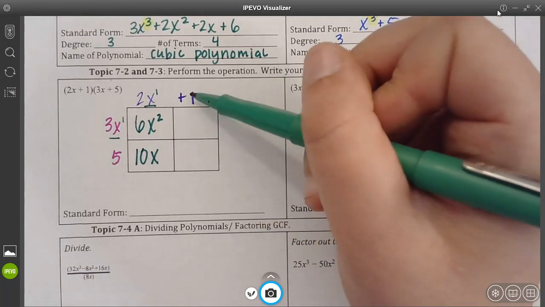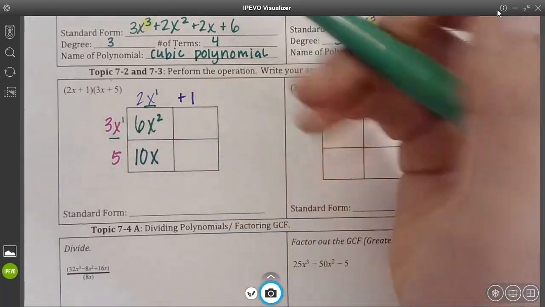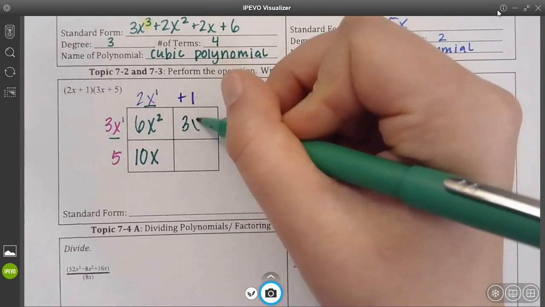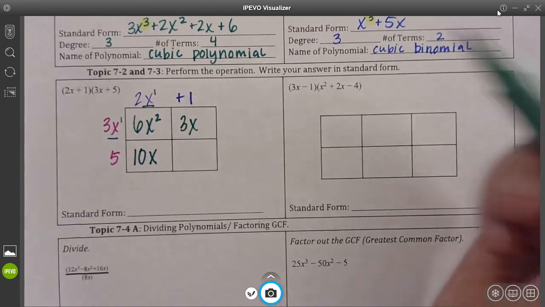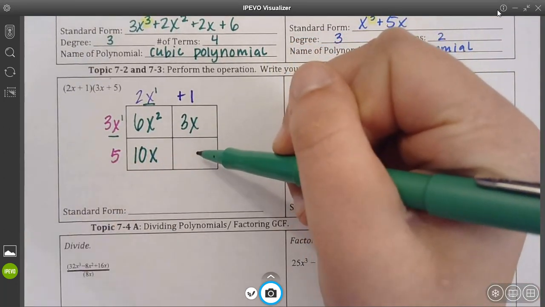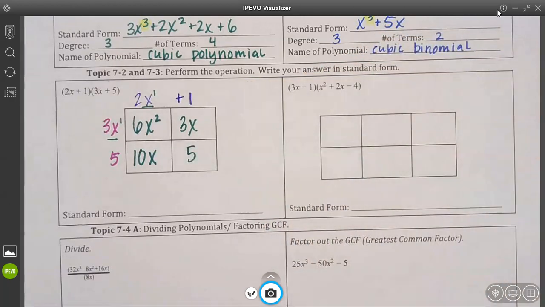In this box right here, we're multiplying 1 times 3x. 1 times 3 is 3. And then x times nothing is just x. And then last but not least, we have 5 times 1 to fill in this box here. 5 times 1 is 5.